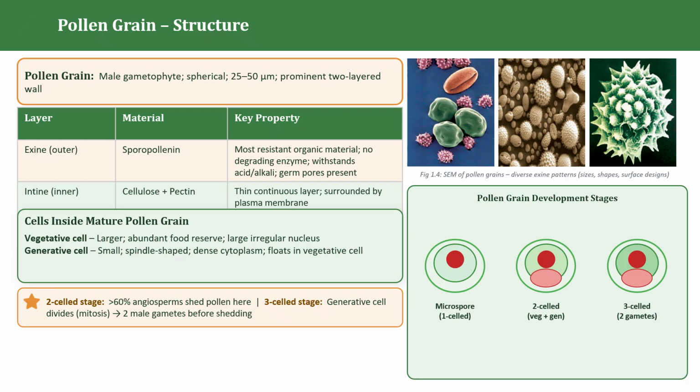Germ pores. What are these germ pores? Certain regions in the exine lack sporopollenin. So these regions are called germ pores. What is their function? During germination, the pollen tube emerges through the germ pores. Intine. What is the intine? It is the innermost layer. It is made up of cellulose and pectin. What is its function? It provides support and helps in pollen tube formation.